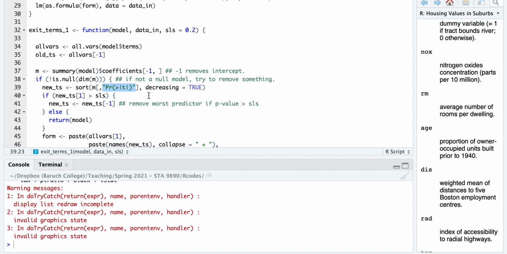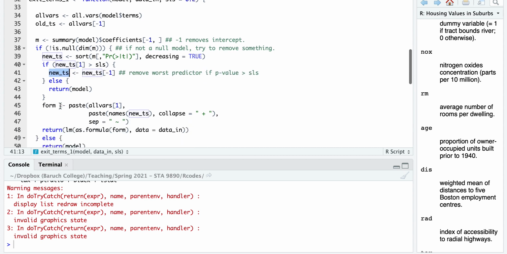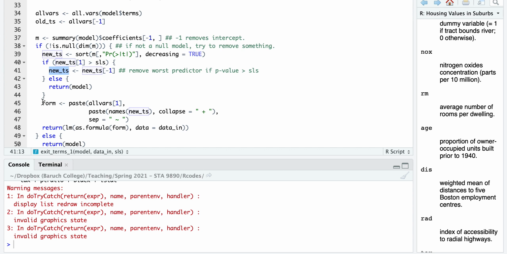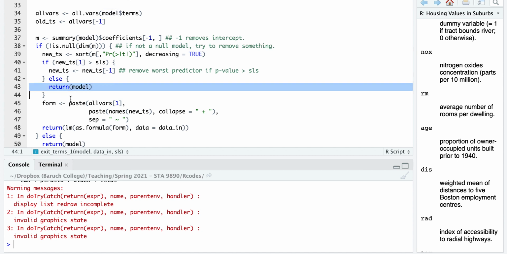We sort it from largest to smallest. The reason is that we want to find the largest, so that we probably remove it. If the largest, the first one, is greater than our threshold, then remove it. Remove the worst predictor and put it here in this list. Otherwise, there's nothing we need to do. We return what we have, and that means we're done.